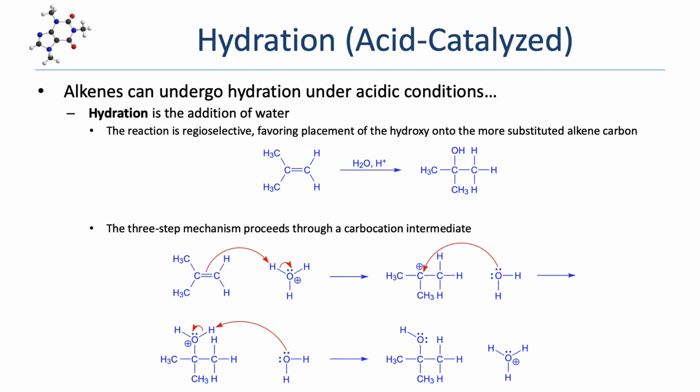And that means it simply needs to be deprotonated. This intermediate is actually called an alkoxonium ion. It's just, again, the conjugate acid of an alcohol. So there's a third step here, and that third step is simply the removal of one of those hydrogens on the oxygen.